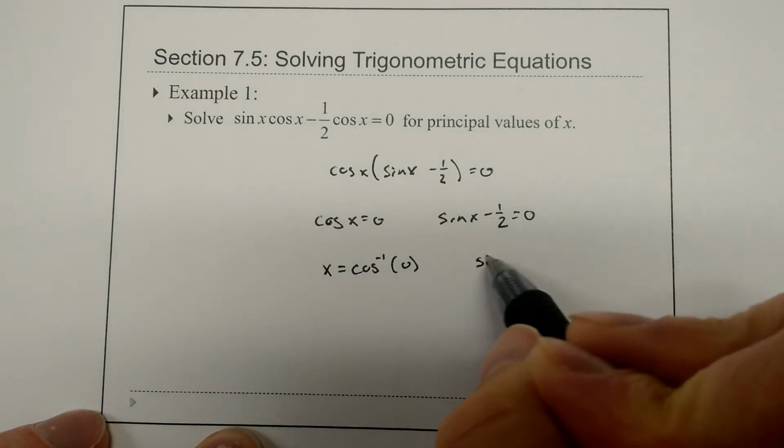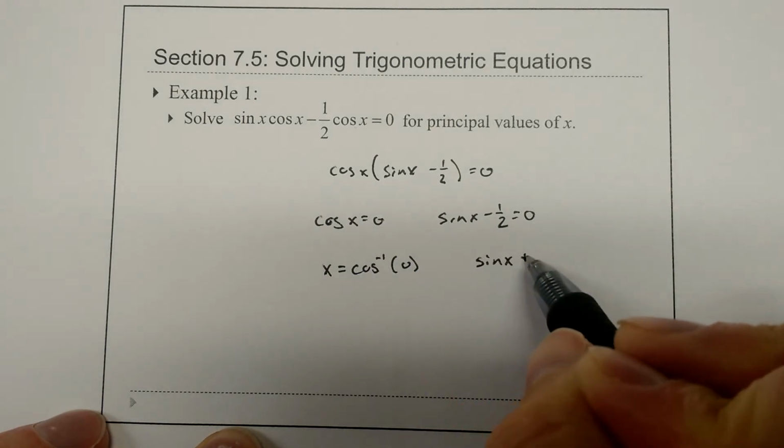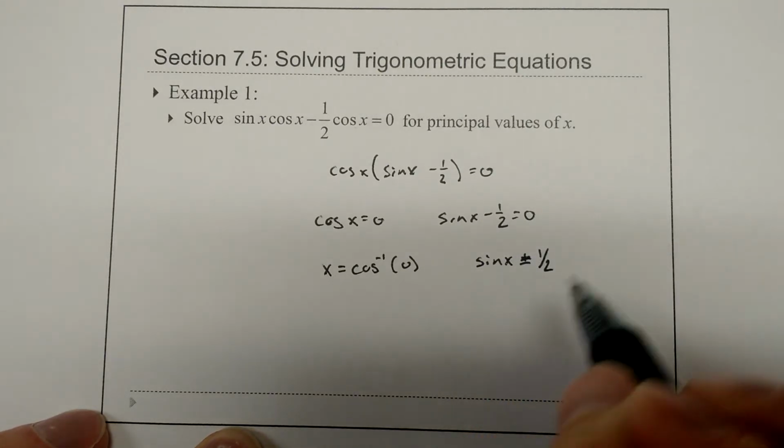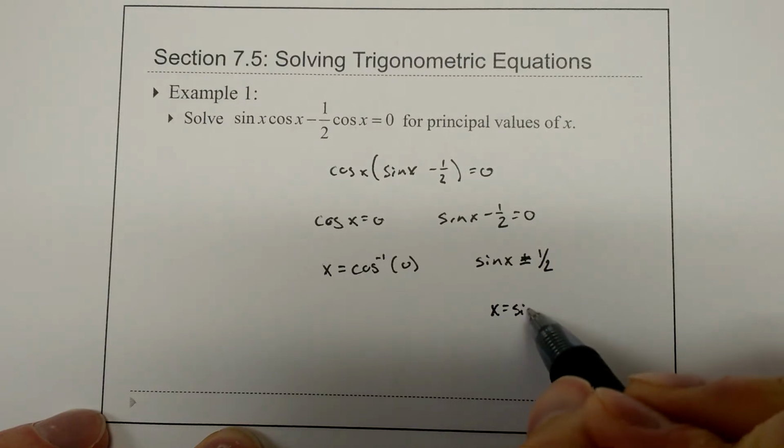Over here, there's one step necessary first. Sine x equals positive 1/2. You need to add the 1/2 across. Then you can take the inverse sine.